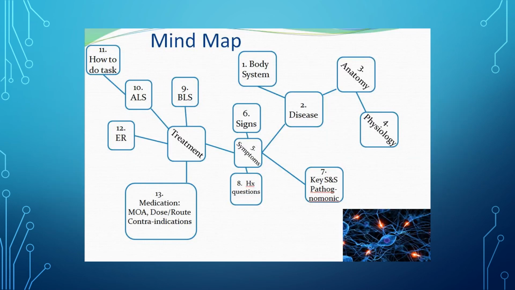Here are the nodes of our mind maps in assessment-based management. There will be 4 areas: respiratory, shock, endocrine, and neurology. And each of those areas will have 4 diseases.